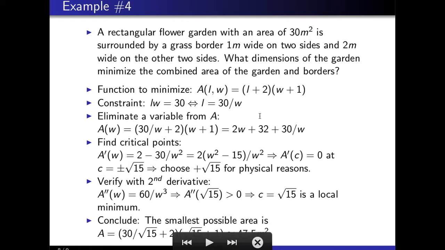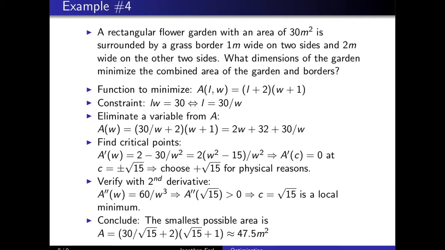So rewriting this, we'll get that L equals 30 divided by W. Okay, so then we would like to eliminate one of the two variables from our expression A. Well, we're told that L is 30 divided by W, so we'll put that into our original function A. And doing that, we'll get that A, now just a function of W, is 30 divided by W plus 2 times W plus 1, or expanding it, 2W plus 32 plus 30 divided by W.